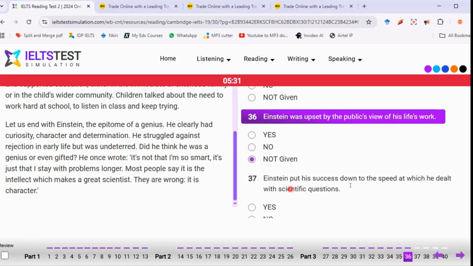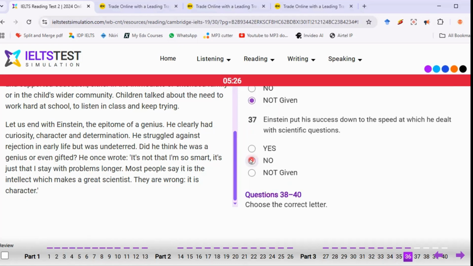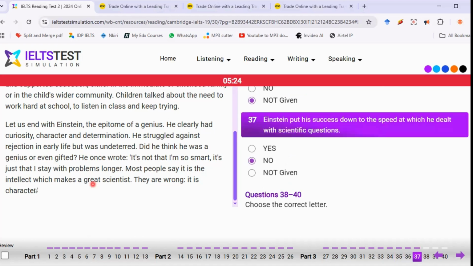Einstein put his success down to the speed at which he dealt with scientific questions. No, that's not true. The reason is that he stayed with problems longer. That's not speed. He stayed with problems longer. So it's a different reason.